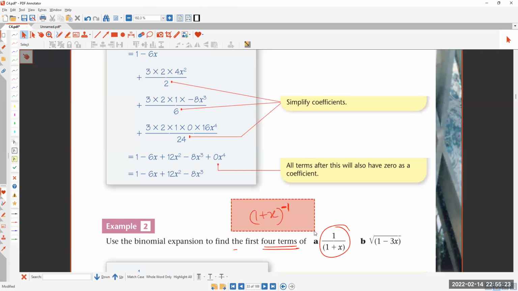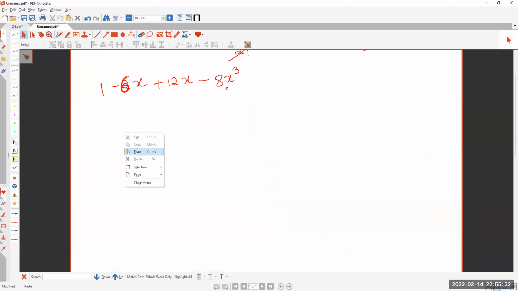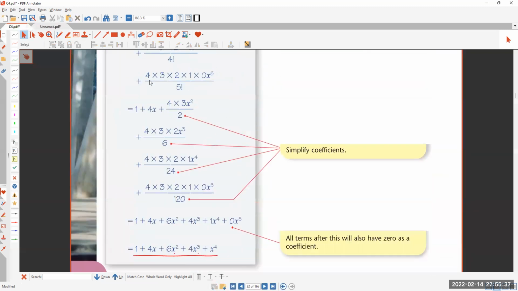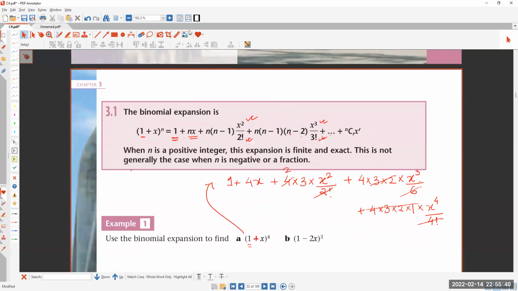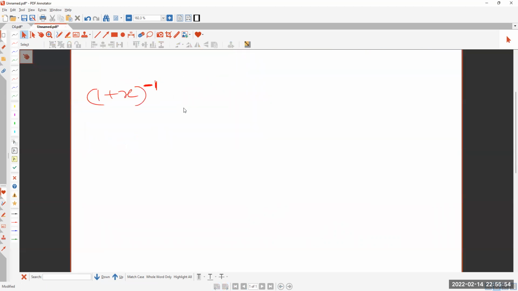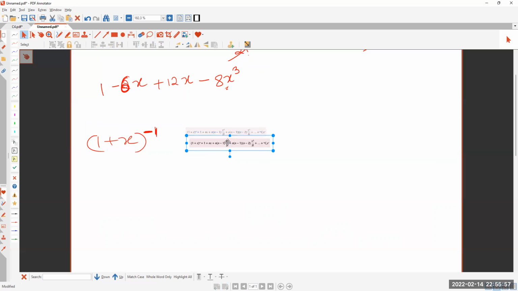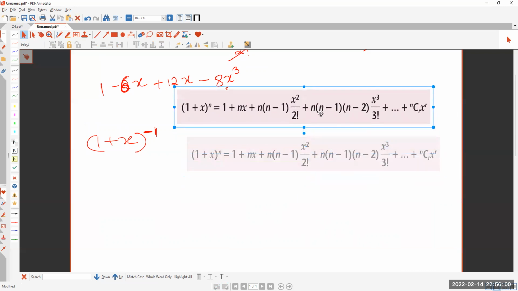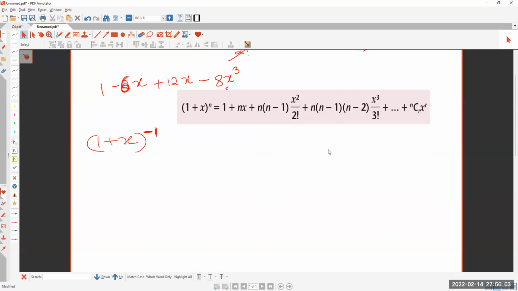So this is your equation, because 1 divided by 1 plus x, you can just bring it up. 1 plus x raised to minus 1. Okay, let me paste it. 1 plus x raised to minus 1. And which formula are we supposed to use? We are supposed to use this formula over here. Let me just clean it. This one. We are going to use this formula.